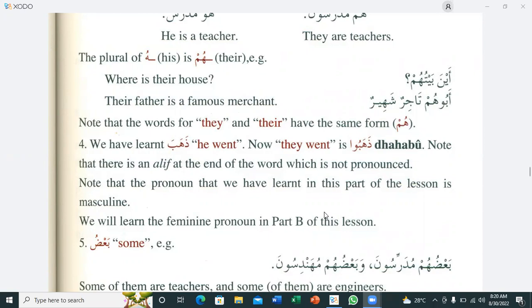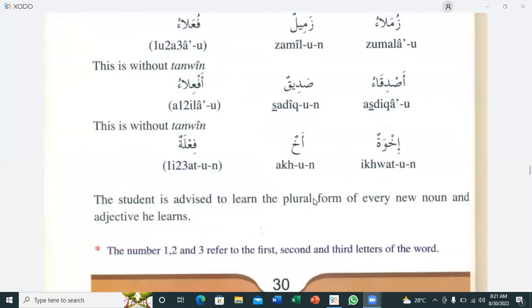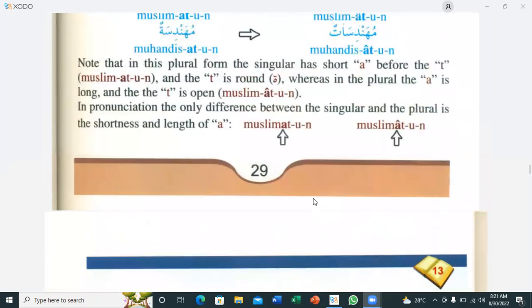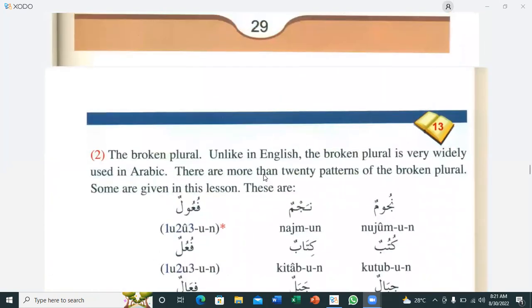I want to ask one thing. So making singular to plural, there is no rule? We have to learn every noun. In sound plural, the rule is una and atun. With the addition of una and atun, we make the plural. And in broken plural, there is no fixed rule. There are 20 patterns to make it. Okay.